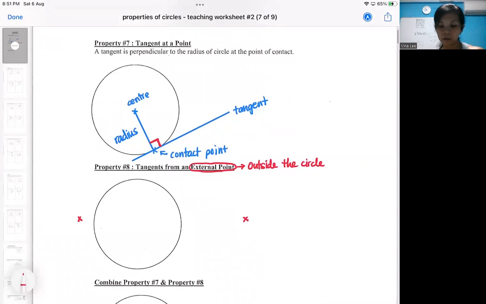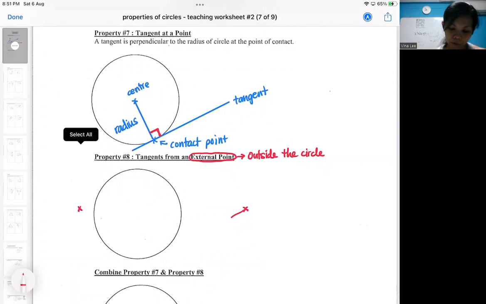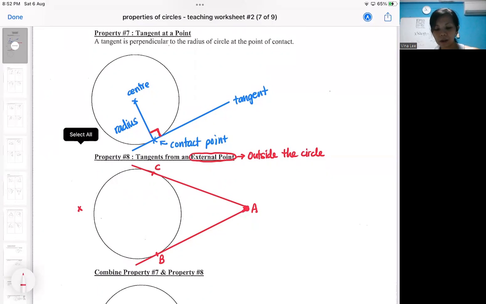So if you have this, you use your ruler and try to connect. I'm using an iPad pencil. You use a ruler and you will connect. For example, this is A, then you will touch the circle here. This is a contact point, we call it B. From this same point, you also connect again to the other side. There is another contact point here. So we shoot out two tangents from an external point.